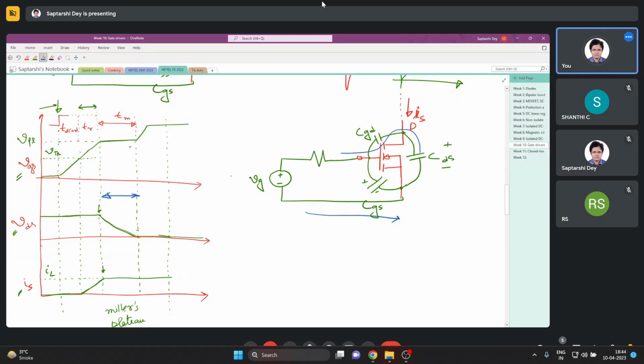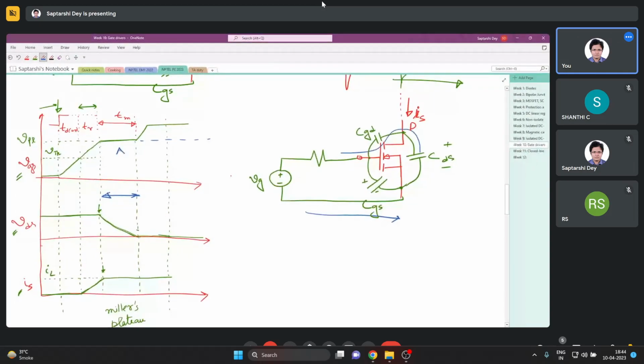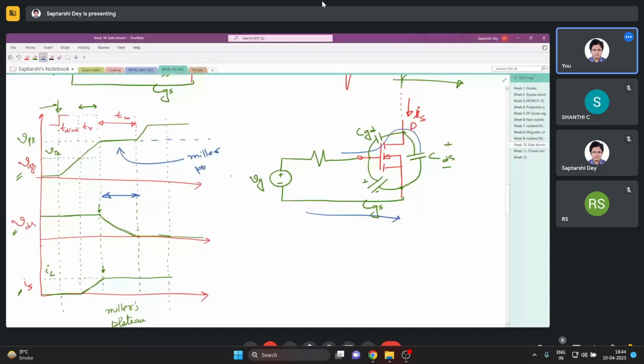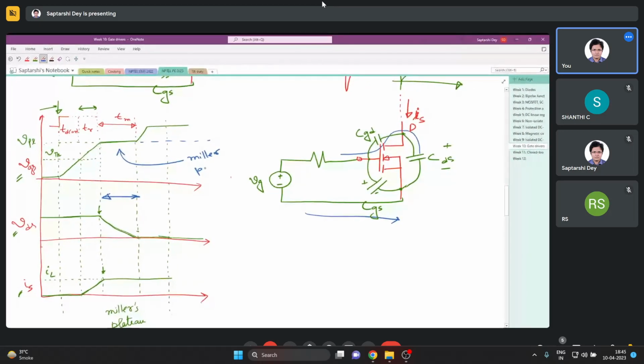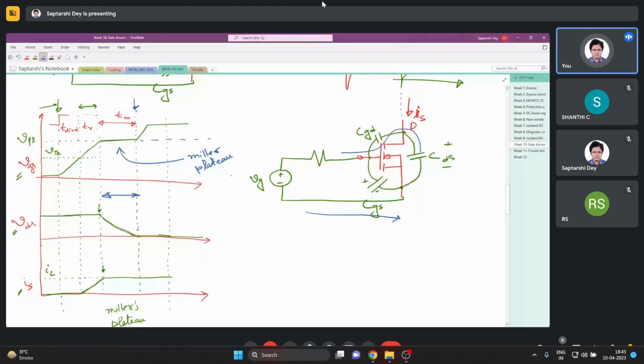And during this time, the gate to source capacitor voltage is held more or less constant. So if you look at the gate to source voltage waveform during the switching, you will see for this time that voltage is held more or less constant. This is called the Miller plateau region, and the voltage is called the Miller plateau voltage. After this, around this time, the switching is complete.